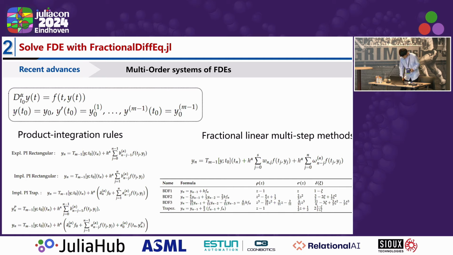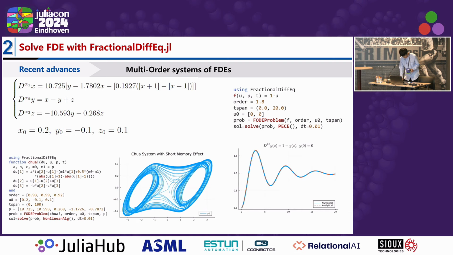So let's take a look at the numerical example here. To model a multi-order system, we just need to follow the design pattern of the ordinary DiffEq.jl. We can see the code here. We need to define its right-hand side, its time interval, the initial condition, and the fractional orders. Then we can directly call the solve function with an appropriate solver, and we get the numerical solution of our fractional ordinary differential equation model.